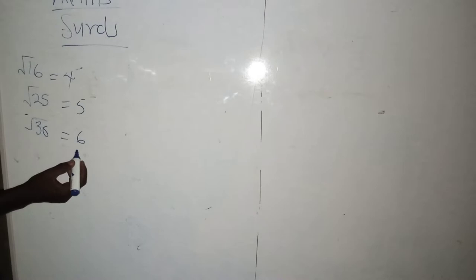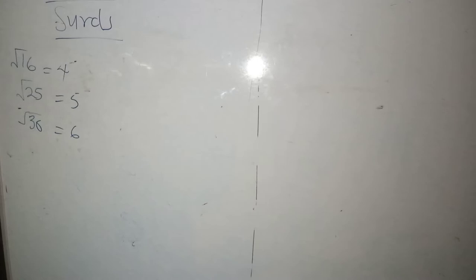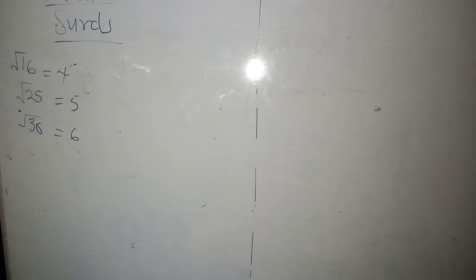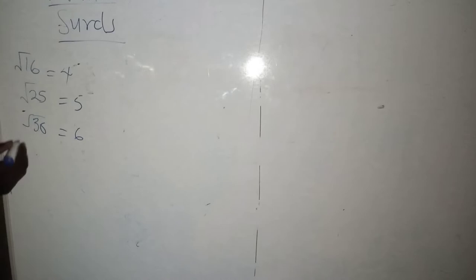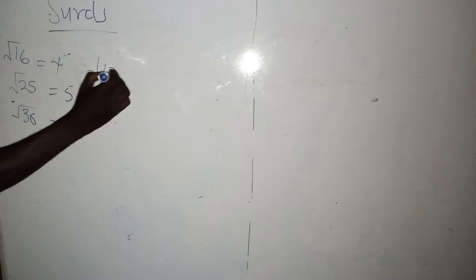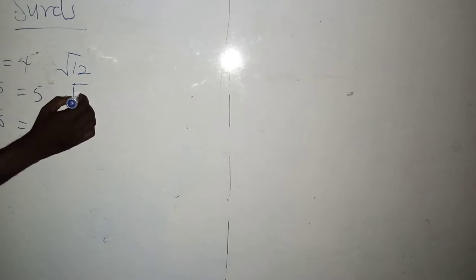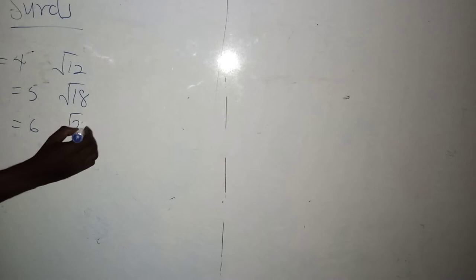Root of 16, root of 25, root of 36, root of 49, root of 64. These are all perfect squares. And there are numbers like root of 12, root of 18, root of 20. They are not perfect squares.